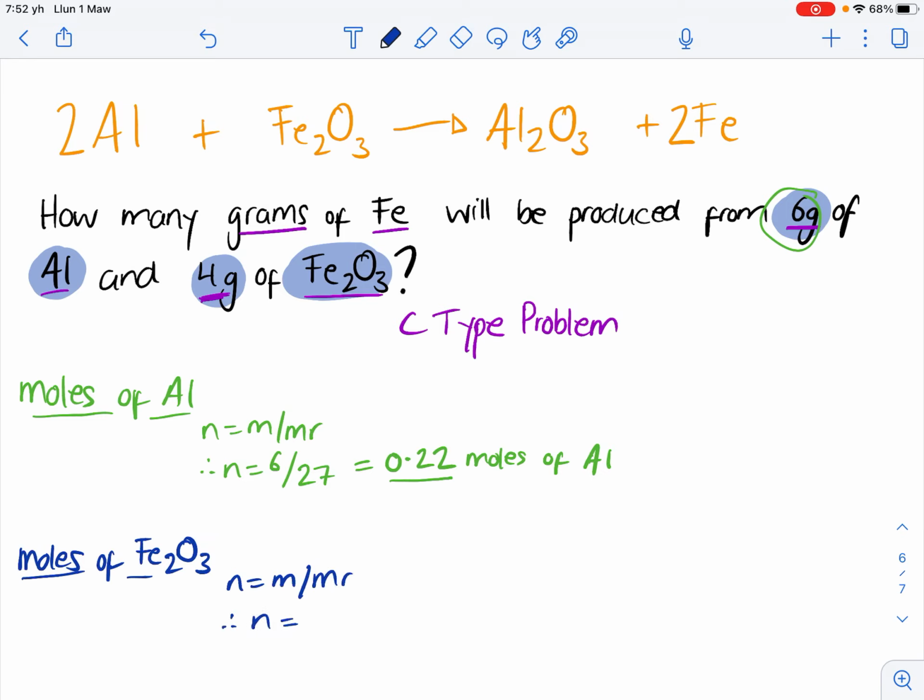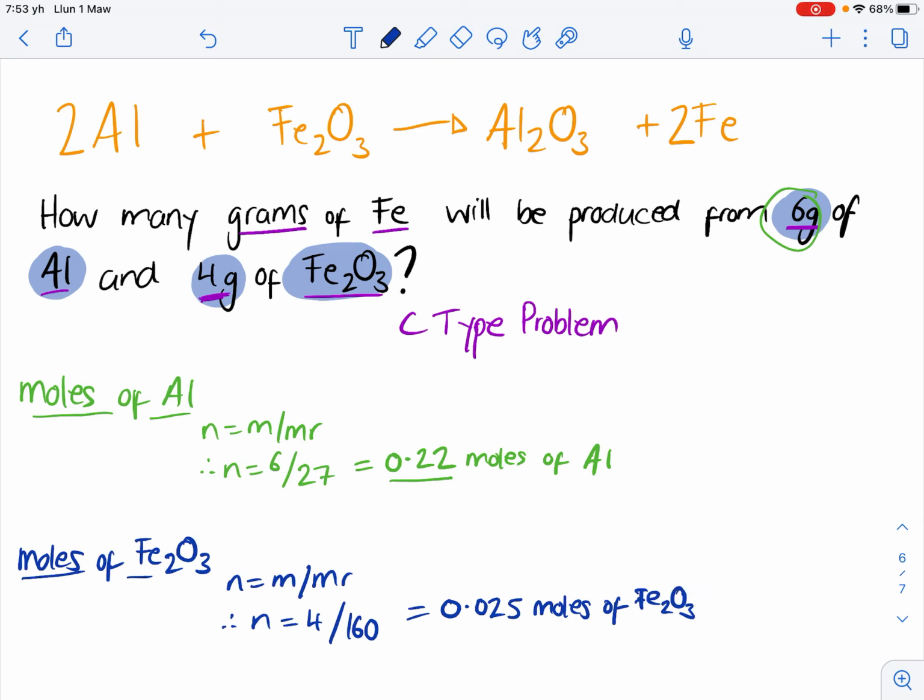Therefore, the number of moles is equal to the mass of iron oxide, which is 4 grams, divided by the molecular weight. For this one, I'm going to use 56 for the molecular weight of iron, and then I'm going to use 16 for the molecular weight of oxygen, which will give us a total molecular weight of 160 grams per mole. So at this point, it's simply going to be 4 divided by 160, which is going to come out as 0.025 moles of iron oxide.